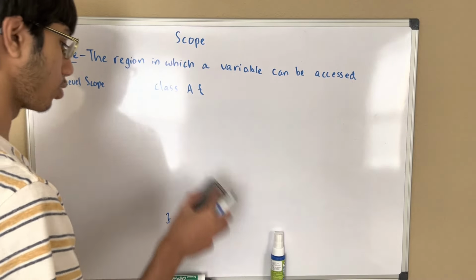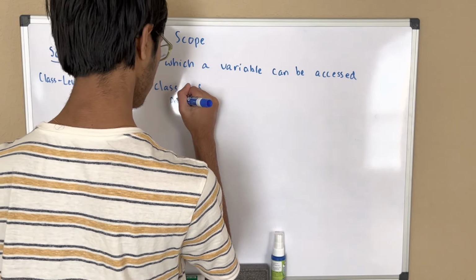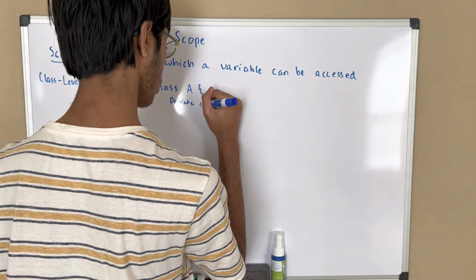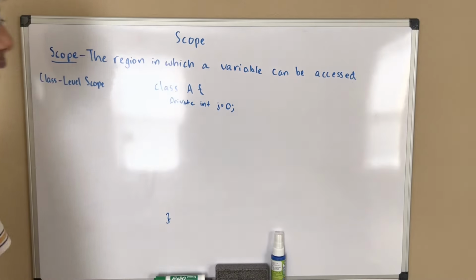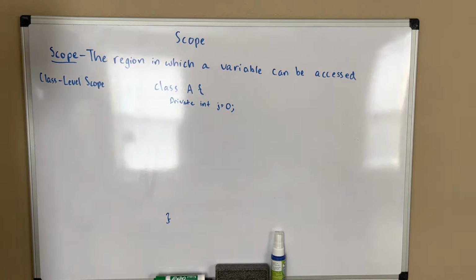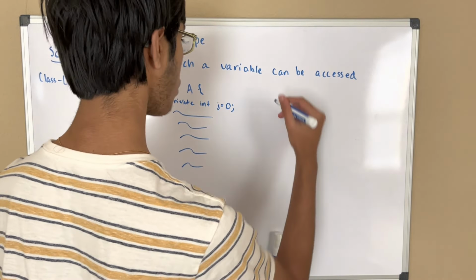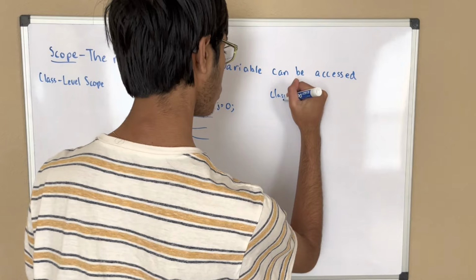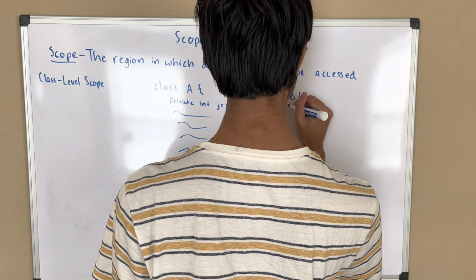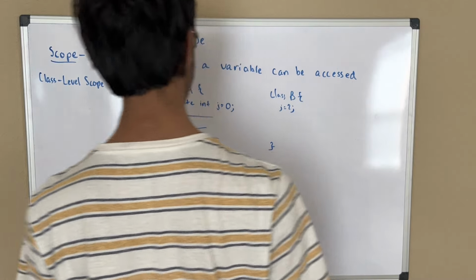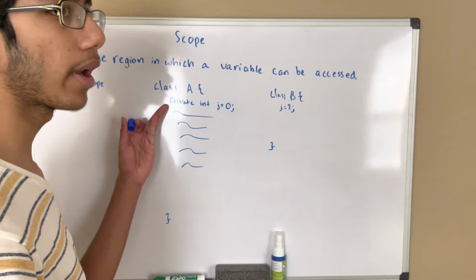So let's talk about class level scope now. So we have a private integer, we call it j, and it's now equal to 0. All these lines can use j. However, if I were to make another class, and I made j equal 2, this is going to run an error, because this is a class level variable. Well, it's also going to run an error because it's declared private access.